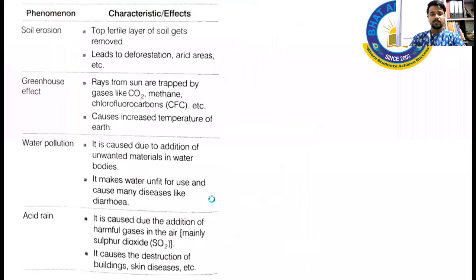Very good. Now we will go to the next one, that is with respect to the biotic environment. Clear now? Abiotic is indicating the non-living things, and biotic is indicating which kind of things? Very good. It is indicating the living things.